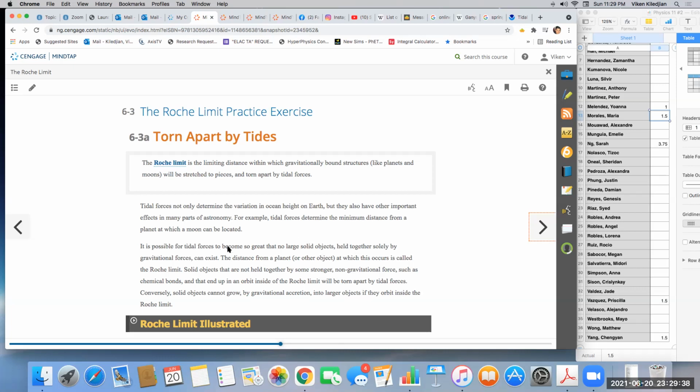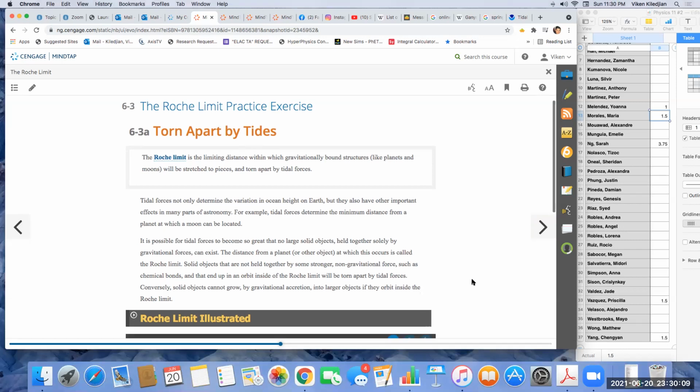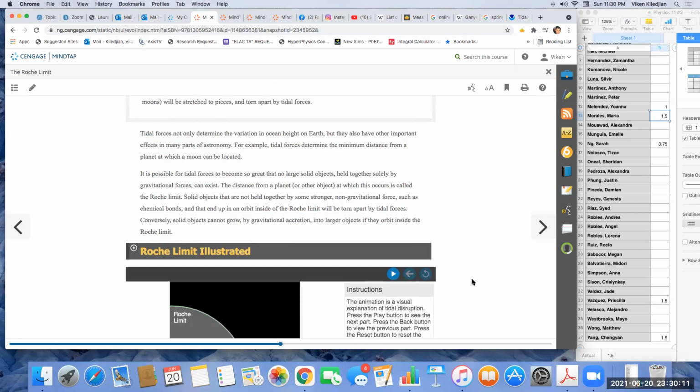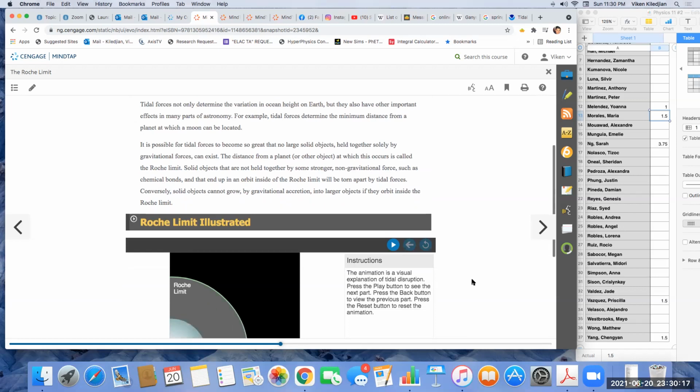It is possible for tidal forces to become so great that no large solid object held together solely by gravitational forces can exist. The distance from a planet or any other object at which this occurs is called the Roche limit. Solid objects that are not held together by some stronger non-gravitational force, such as chemical bonds, and that end up in an orbit inside of the Roche limit, will be torn apart by tidal forces. Conversely, solid objects cannot grow by gravitational accretion into larger objects if they orbit inside the Roche limit.